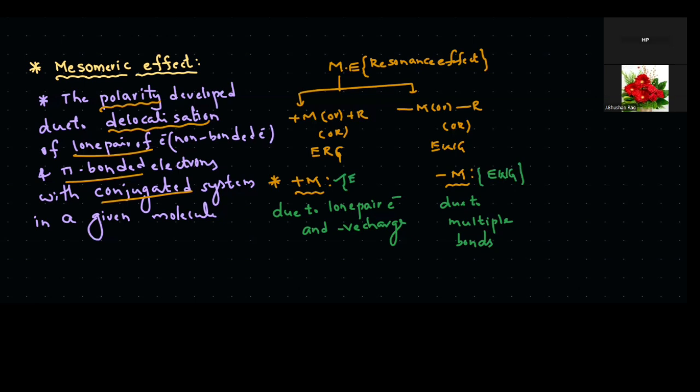In these two cases, we will now discuss examples of plus M and minus M groups. If you know those examples, we can easily identify whether the given molecule is a plus M group or minus M group. Then, plus M order: no need to remember the order, just the examples are enough. Plus M groups.